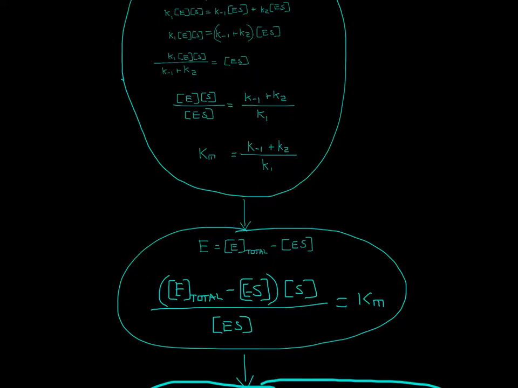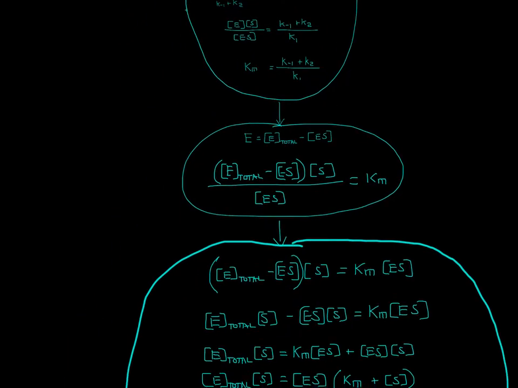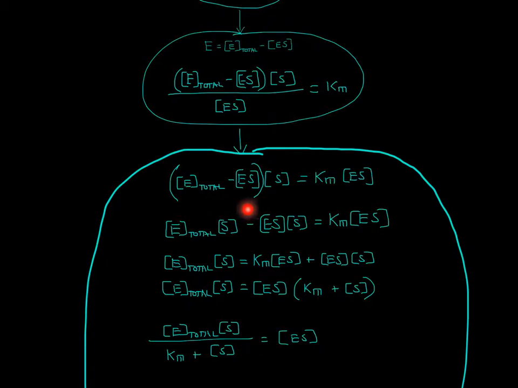Okay, so now if you're still with me, we're going to keep going forward. From this equation, we're going to multiply each side by ES. So it's now going to be Km times ES. Okay? So from here, I'm going to distribute this substrate concentration to both of these. So it's going to be E total times S minus ES times S. And the right side is still the same. From here, I'm going to add ES times S to both sides. And so that's going to cancel out over here, and the right side is now going to be all of this.